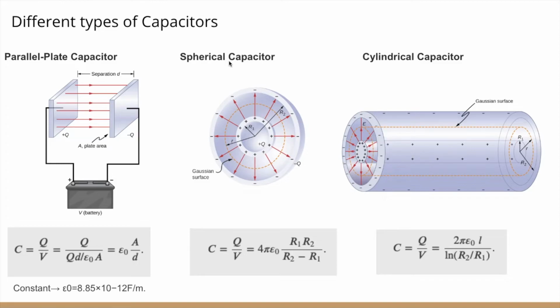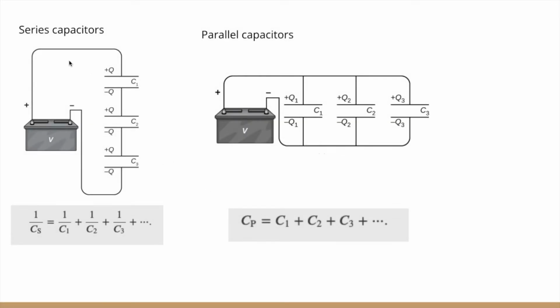The different types of capacitors. We have three different types: the parallel plates that we covered earlier, the spherical capacitors, and the cylindrical capacitors. The equations below show how to find the capacitance for each capacitor. We also have capacitors in series and in parallel. We can find the sum of the capacitance for series by using the equation to the right, and to find the capacitance for parallel, we just add up all the capacitances to get the net capacitance.